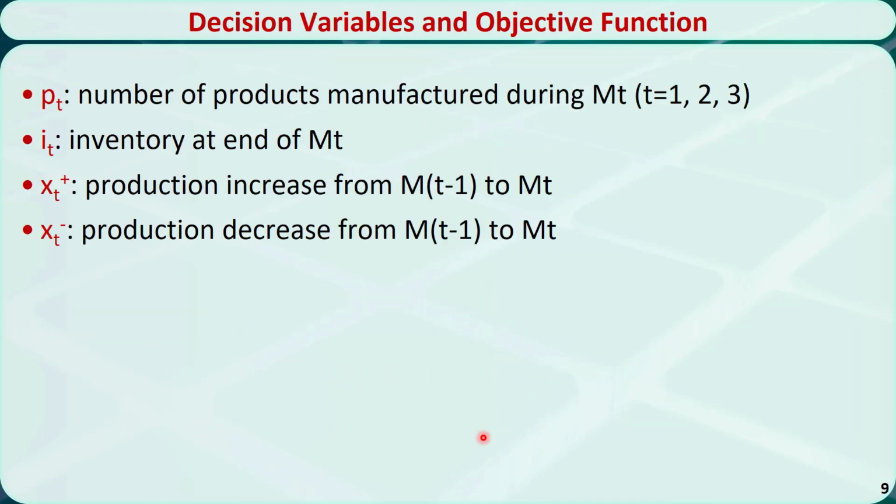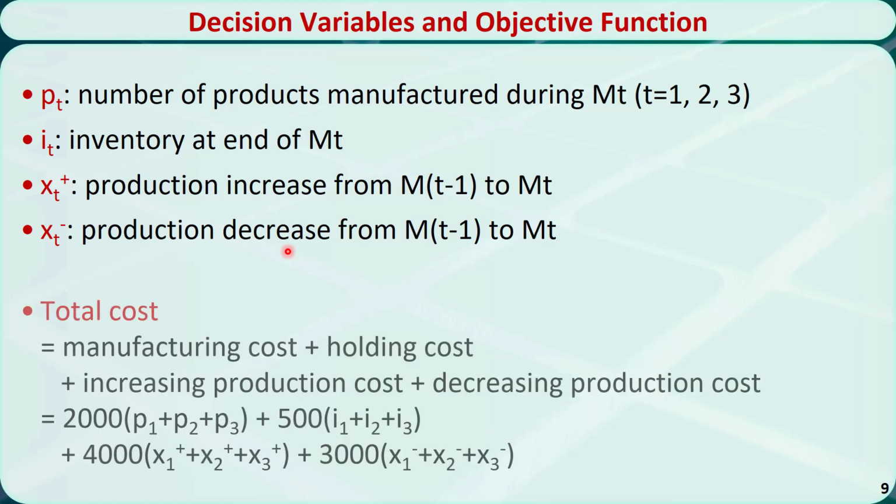For this type of problems, it is very important to define the appropriate decision variables. We let PT be the number of products manufactured during month T. T is equal to 1, 2, and 3. Let IT be the inventory at the end of month T. Let XT plus be the production increase from month T minus 1 to month T. Let XT minus be the production decrease from month T minus 1 to month T. So XT plus and XT minus cannot both be positive.